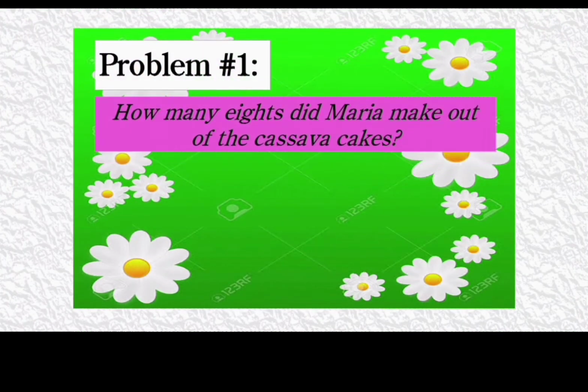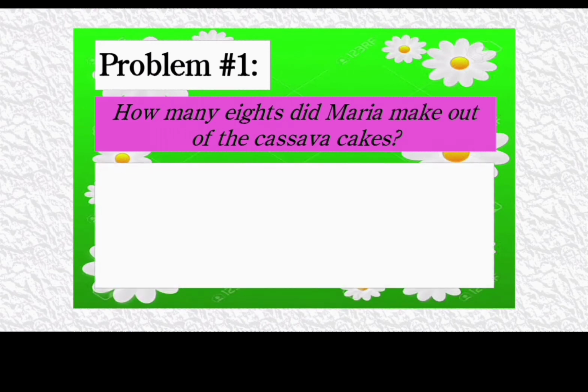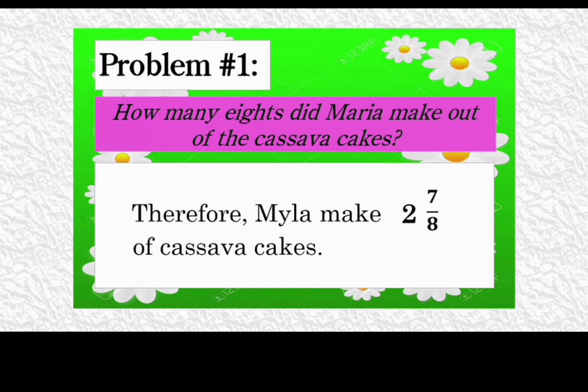Going back to what is being asked in problem number 1, how many 8s did Maria make out of the cassava cakes? Since our answer is 2 and 7/8, therefore, Myla made 2 and 7/8 of cassava cakes. Let's have another example.